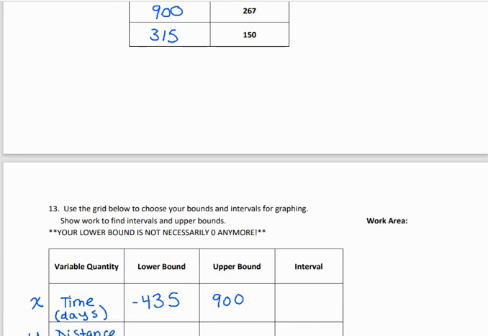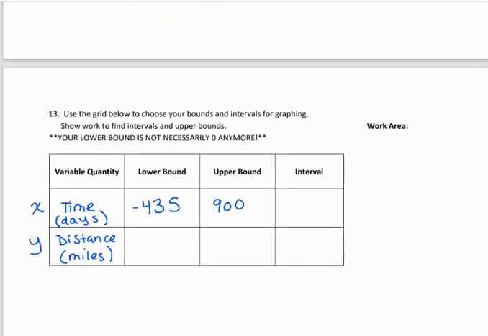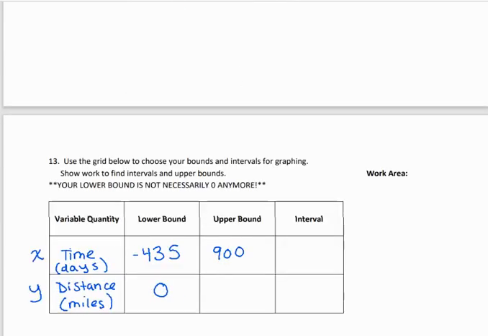All right, for distance, let's look at distance. Is there a negative number for that one? No. So if there's not a negative number, what are we going to use? 0. And even in this case, 0 is there, but if it wasn't, still choose 0, okay? So it's zeros unless we have negatives, then you pick the negative number. So we'll have 0, and the upper bound, the highest number in that column, was 267.